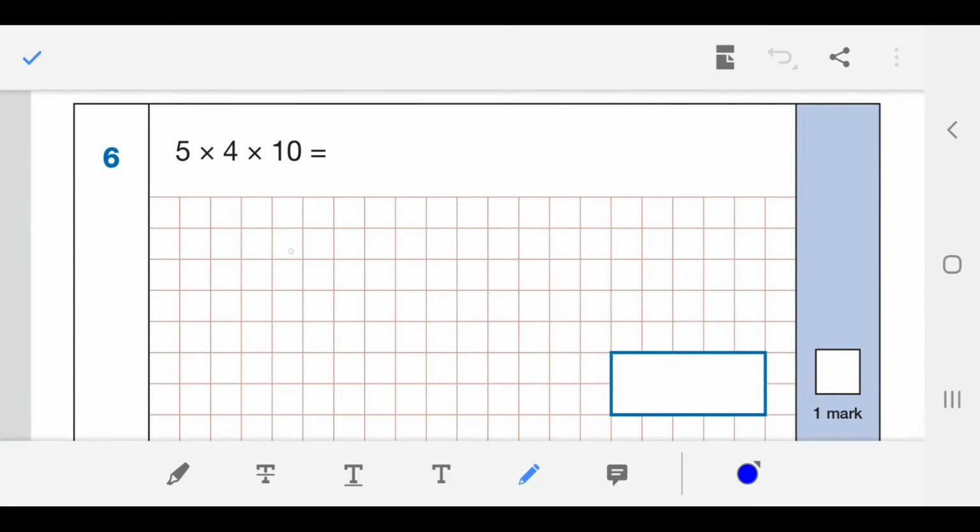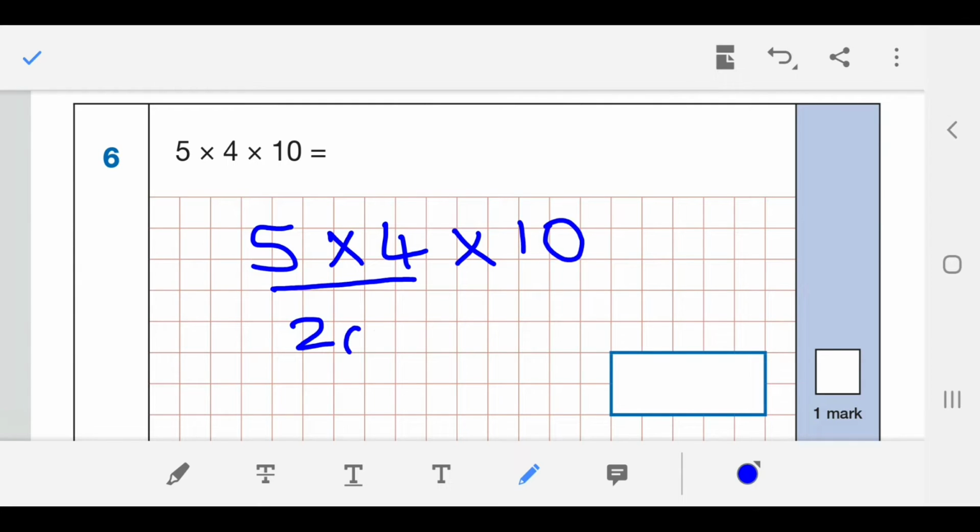Question number 6. 5 times 4 times 10. Again, mental methods, there are a few that you can use. Written method, just to show you, I've written the question out again. I'm going to take it a step at a time. So 5 times 4 is 20, times that by 10 should give you an answer of 200.